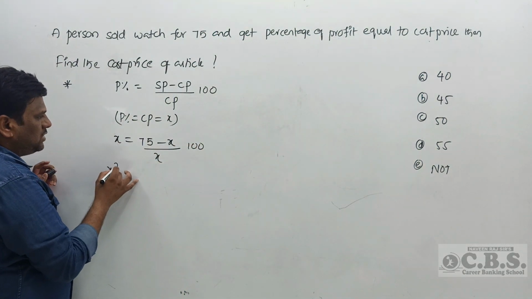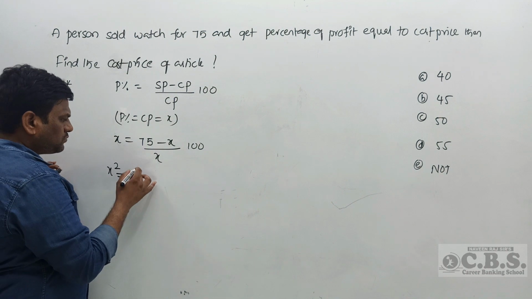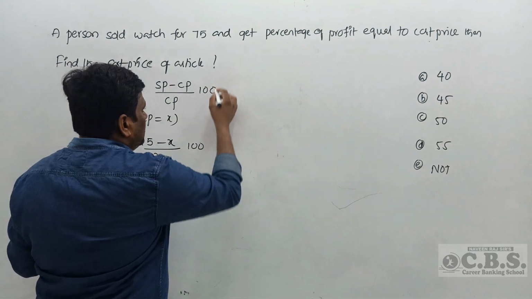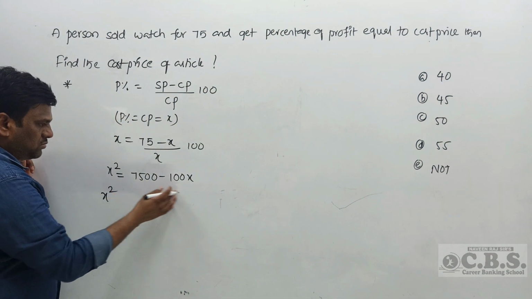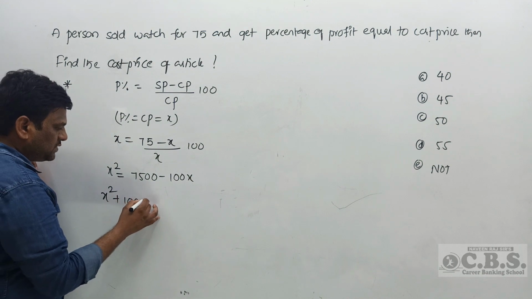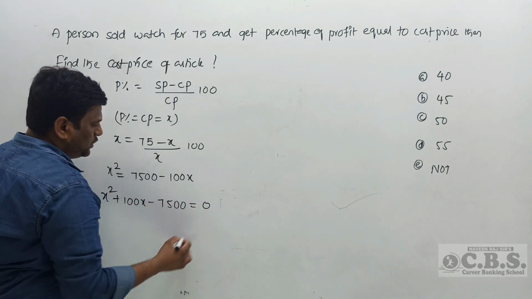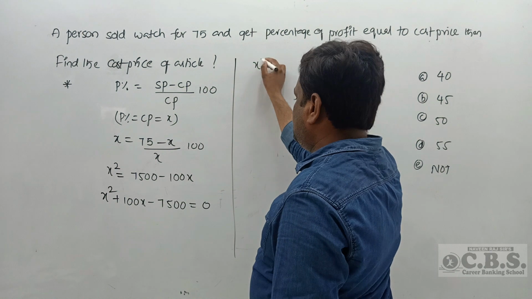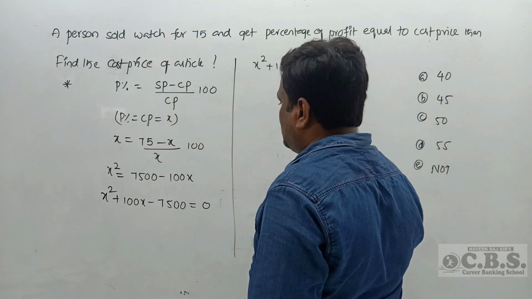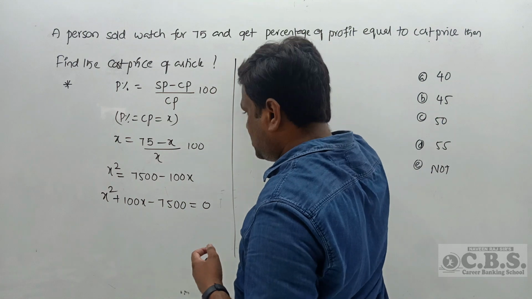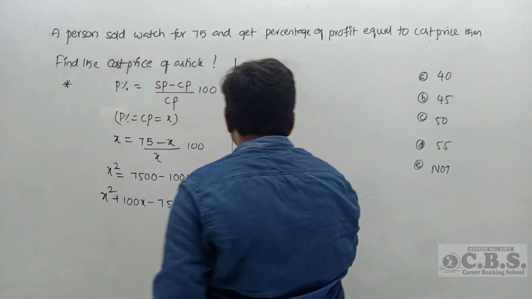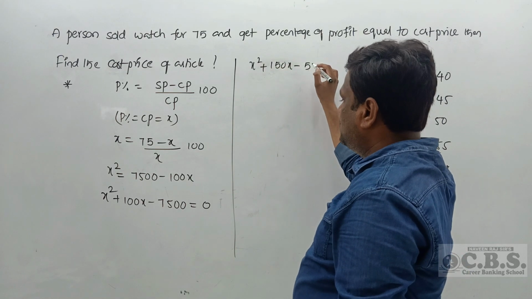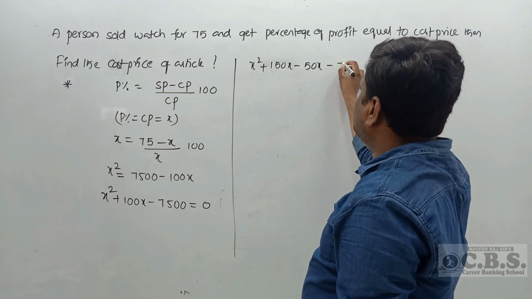Now X into X gives X square, which is equal to 7500 minus 100x. So I shift it to form a quadratic equation: X square plus 100x minus 7500 is equal to 0. It's a quadratic equation, so I break the middle term of x square plus 100x. I break this quadratic equation into a certain form: 150x minus 50x minus 7500.